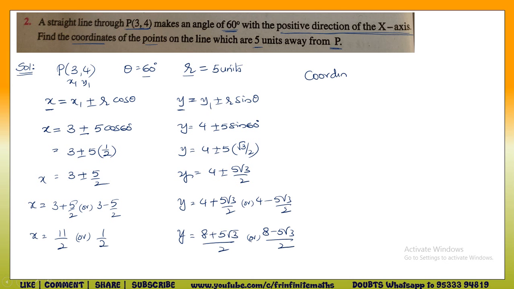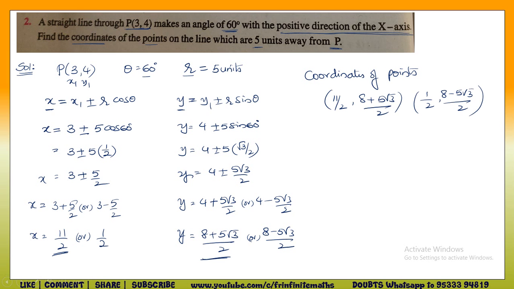So coordinates of points are nothing but, when you consider plus, you need to consider the first terms, which is nothing but 11 by 2 comma 8 plus 5 root 3 by 2, and the second point is 1 by 2 comma 8 minus 5 root 3 by 2. Here you may get it out.